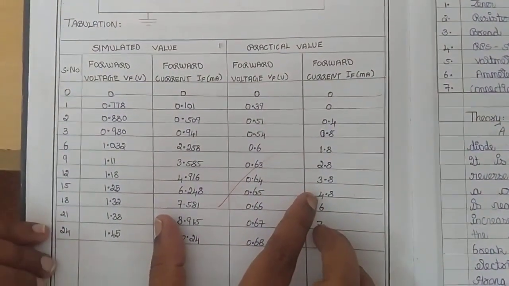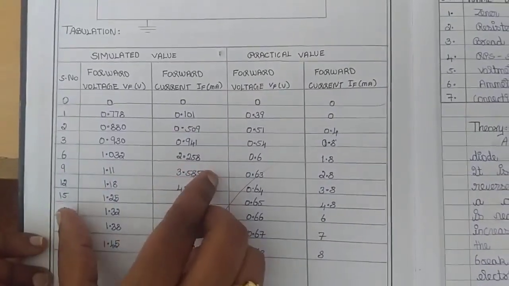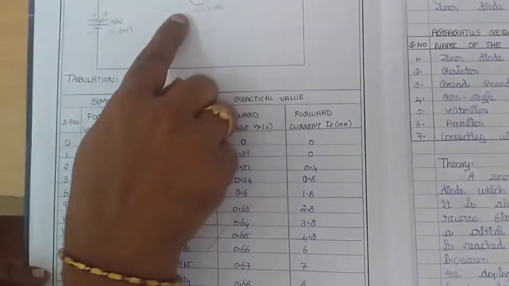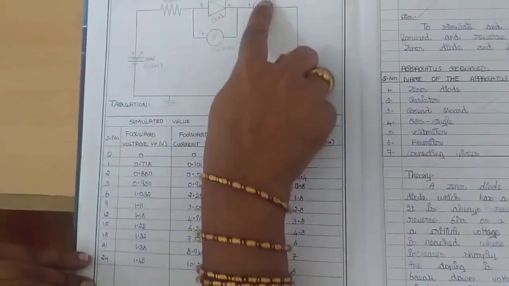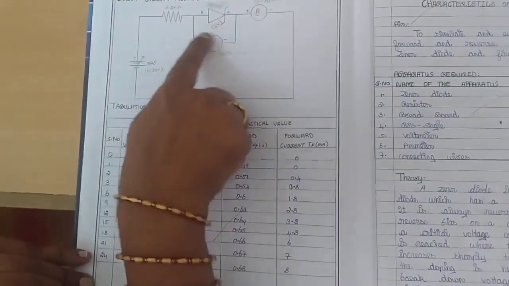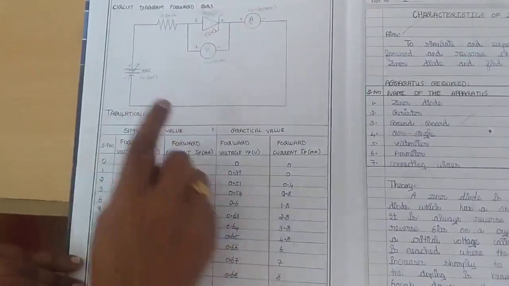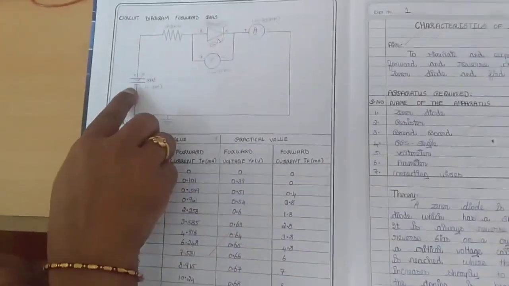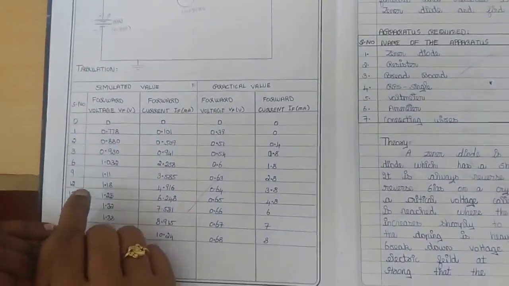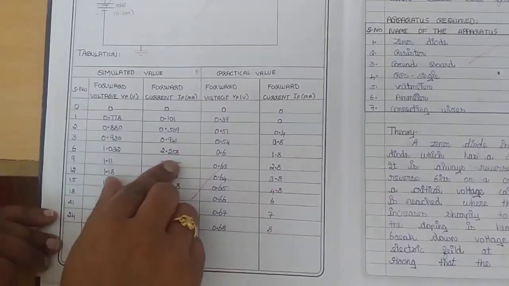And you can see the tabulation over here. Here we are verifying the practical value with the simulated value, and we are analyzing the forward characteristics. So for the applied voltage, what will be the forward voltage and what will be the forward current we have to measure. So the forward voltage means the voltage drop across the Zener diode, and forward current means current flowing through the Zener diode. Right? So for the applied set voltage, what is the forward voltage and forward current we have to measure, and those values can be verified with the help of Multisim simulation tool.